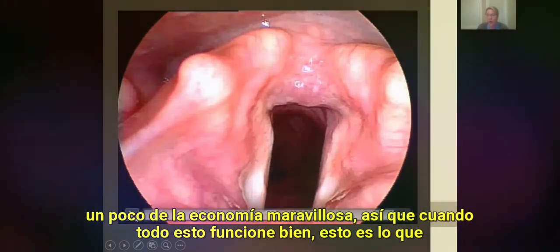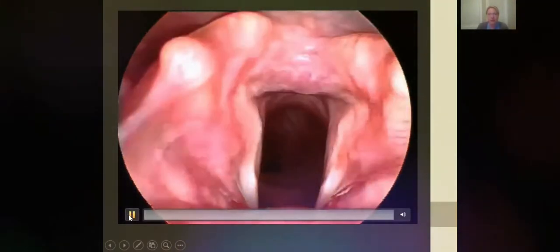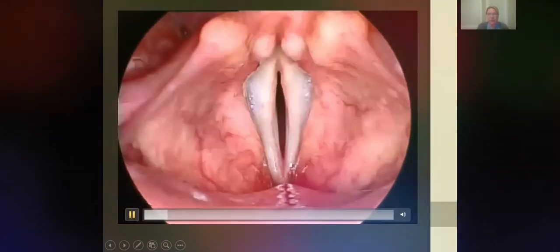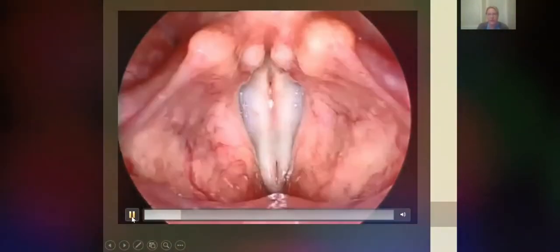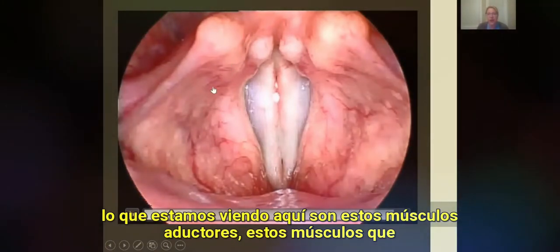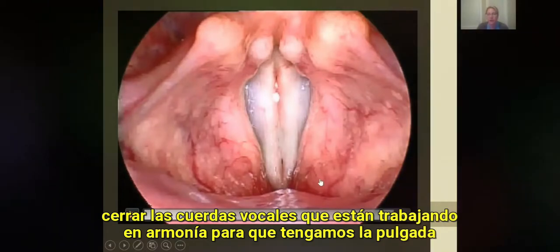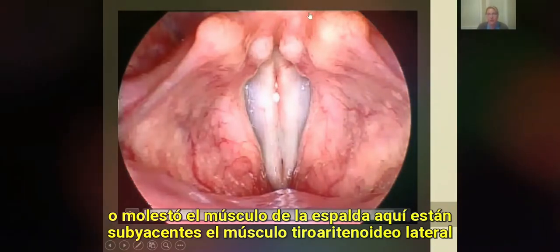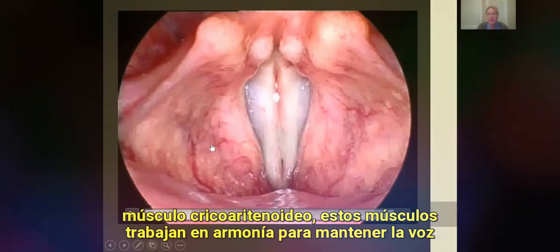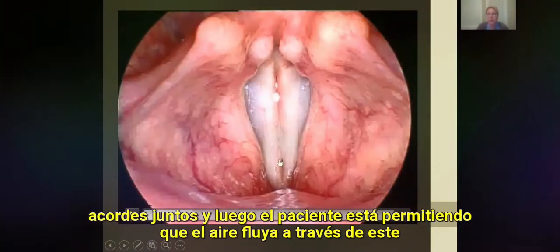So when this all works well, this is what it looks like. This is a normal patient, and you can see when they bring their vocal cords together, what we're seeing here are these adductor muscles, these muscles that close the vocal cords. Those are all working in harmony. So we have the interarytenoid muscle back here, our underlying thyroarytenoid muscle, lateral cricoarytenoid muscle. These muscles are all working in harmony to hold the vocal cords together.